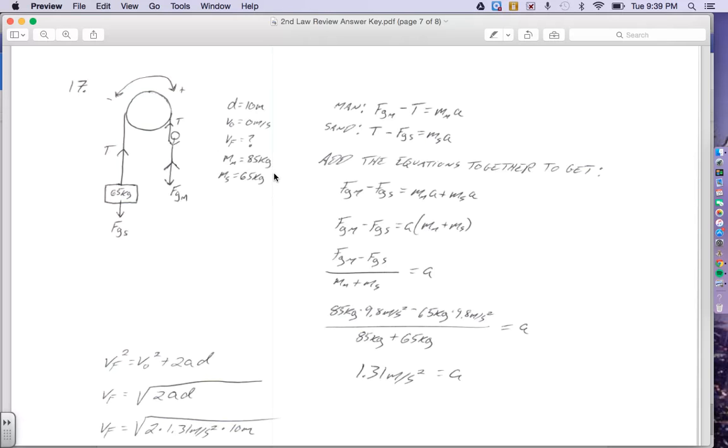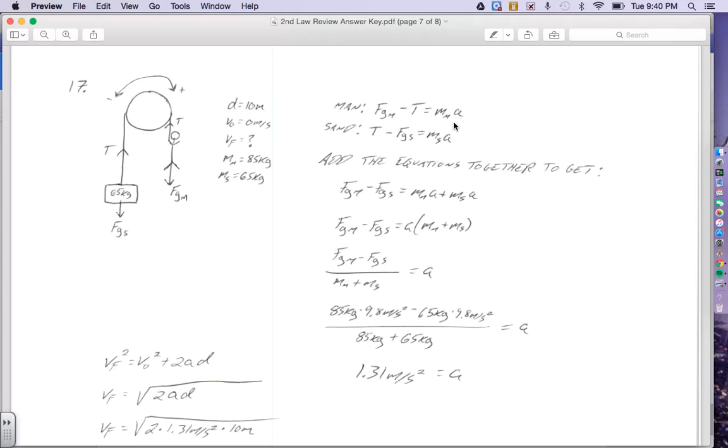I need to set up an equation for each object, the guy and the sand. So for the man, his force of gravity is positive because it's moving in a clockwise direction, while the tension goes in the opposite direction, so it is negative. So that's going to equal his mass times the acceleration. For the sand, the tension is positive, while the force of gravity goes in the counterclockwise direction, so force of gravity is minus. That's all going to equal the mass of the sand times its acceleration.